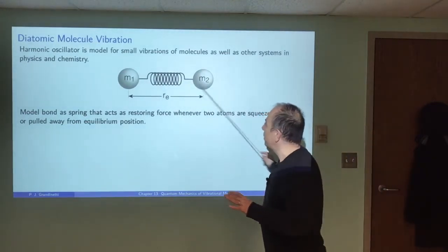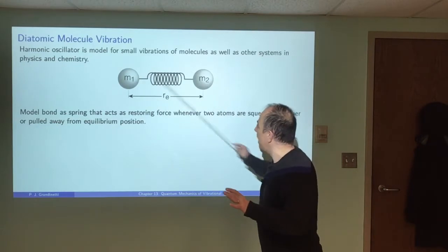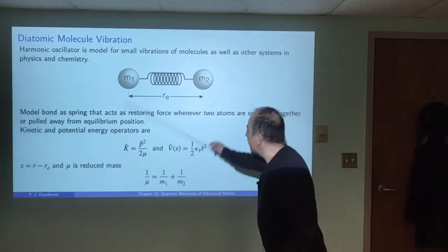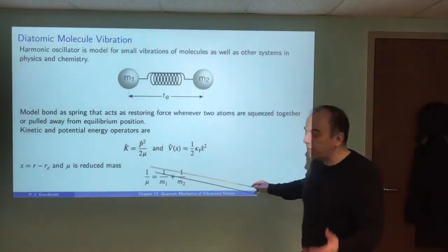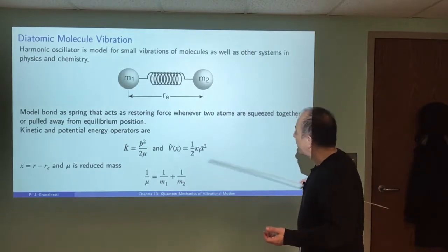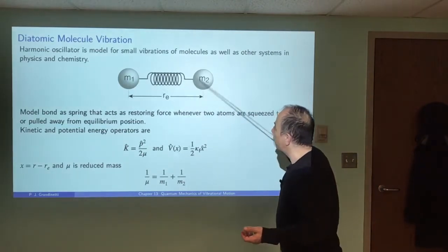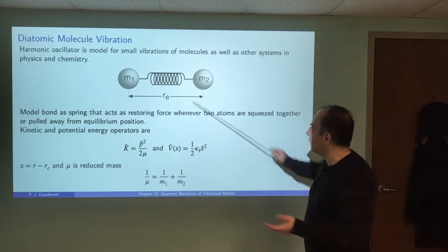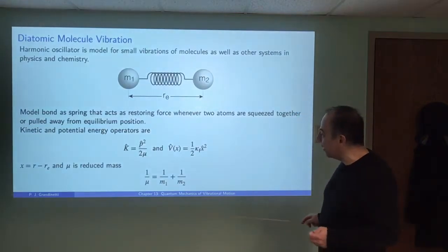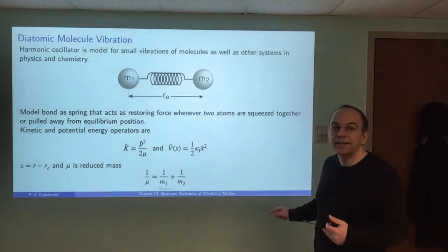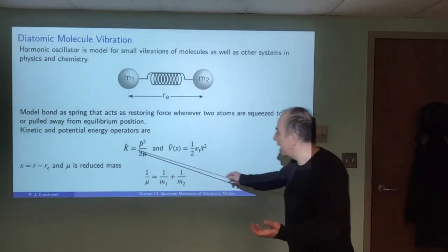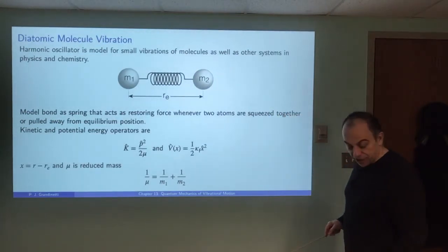Here we're modeling the diatomic molecule as two masses connected by a spring. The kinetic energy is simply, as before, the momentum squared divided by 2 times the reduced mass, and the potential energy describing the force associated with this spring is just 1/2 kappa_f times x squared. I've put hats on these because now we're going to use them as quantum mechanical operators, the kinetic energy operator and the potential energy operator.